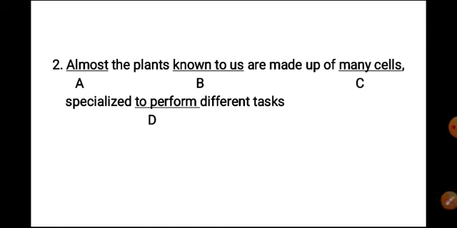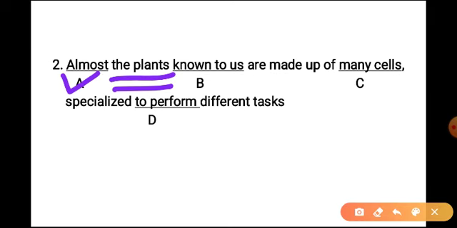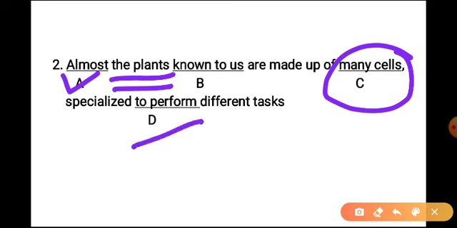Next, what do you think is the best answer? Almost the plants known to us are made up of many cells specialized to perform different tasks. What do you think is the right answer? Okay, the wrong answer is almost di sini. Harusnya karena ada the, harusnya almost of the plants. Okay, di sini sudah benar, many cells. Kemudian di sini to perform. Jadi the right answer is almost of the plants harusnya.